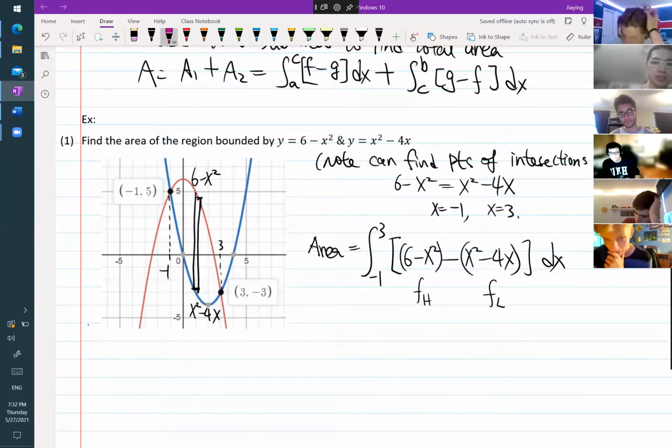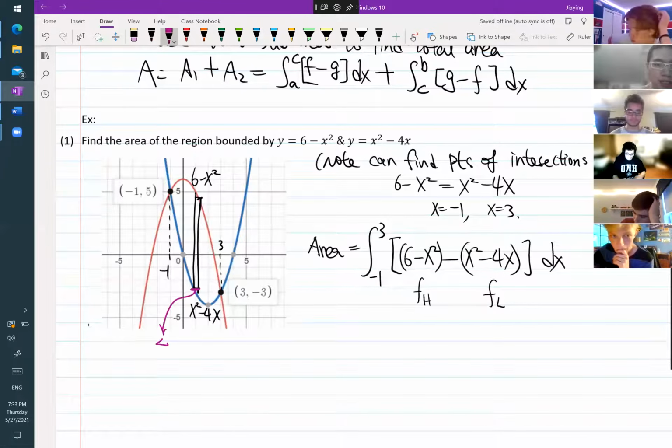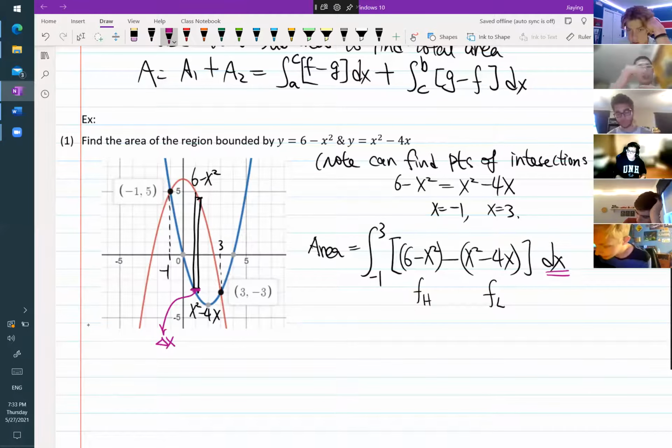I want to emphasize this because next time it's going to be a little bit more confusing if you don't understand what the dx represents. So dx, you can think about as sort of the width of the rectangle, delta x. The rectangle I have drawn has a base delta x and a height, which is the difference of the two functions. So that's why we have a dx here. And now we just have to integrate this, and that should give us the area.